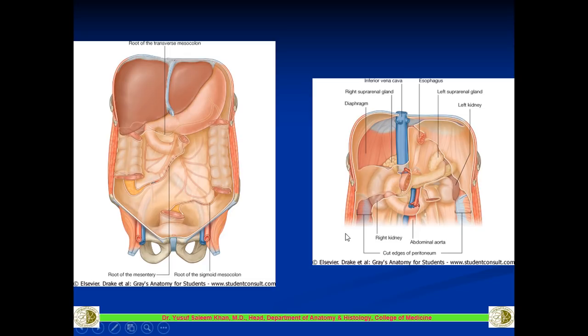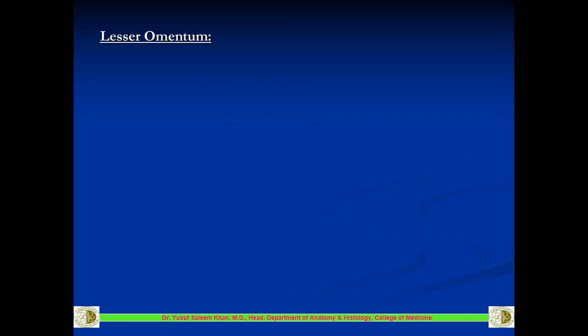So in this picture, retroperitoneal organs have been shown. Along with that, they have shown the pancreas as well as the duodenum and other structures like the kidneys, the right and left kidney. All these are retroperitoneal organs.